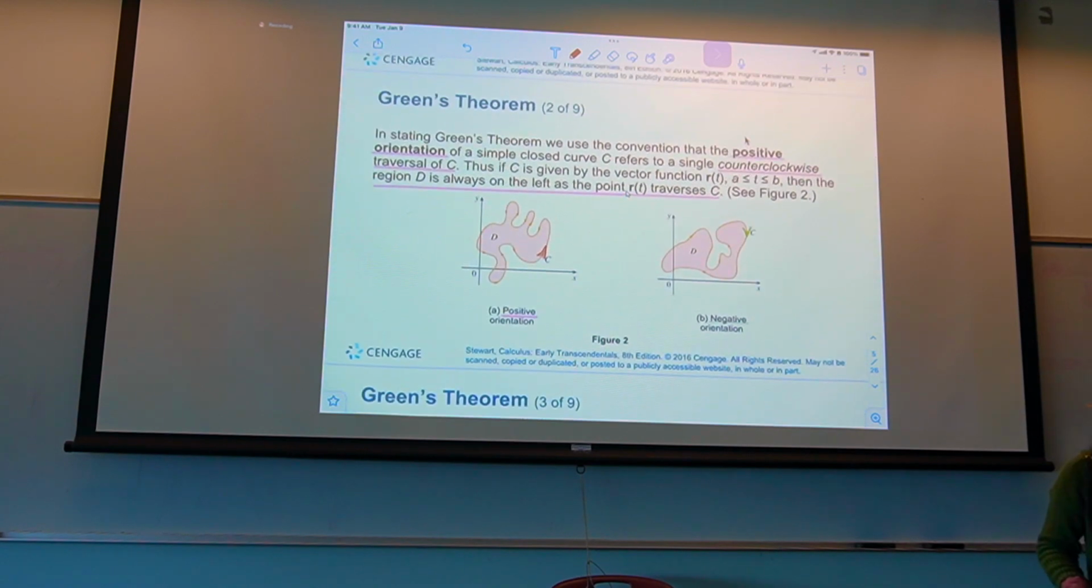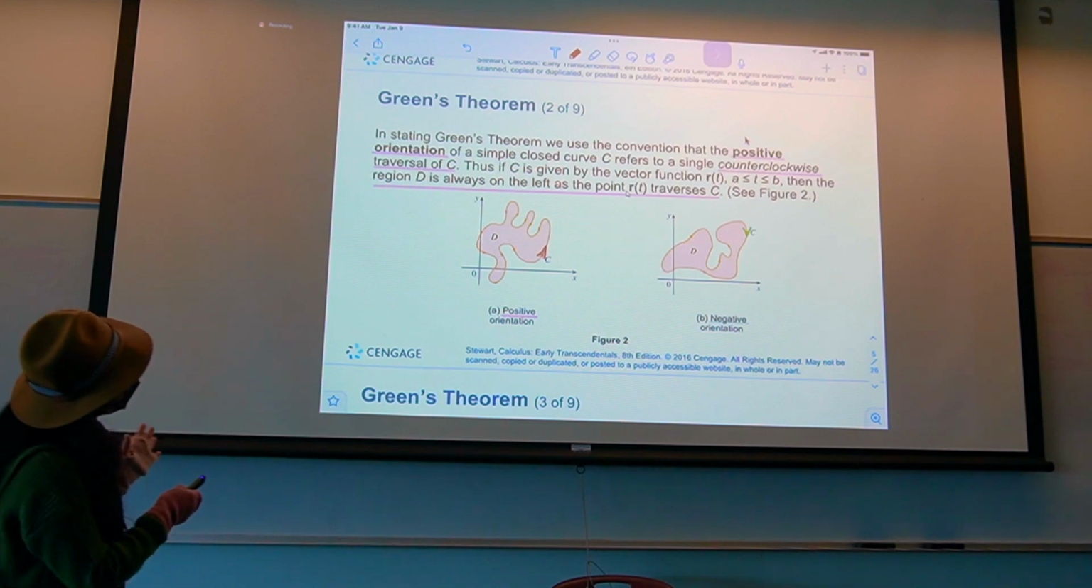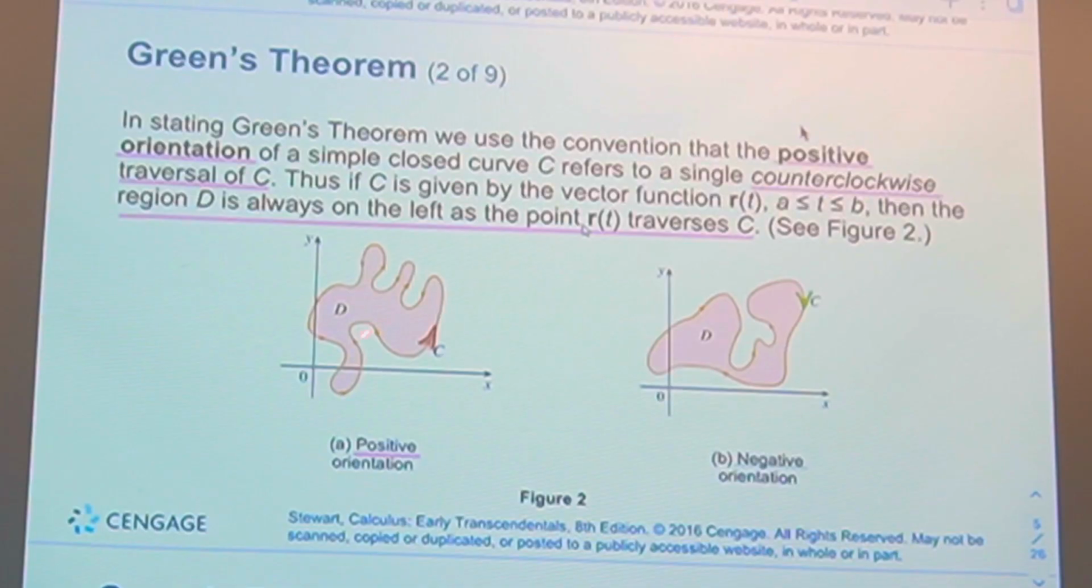Now we're going to look at more detail. What does positive orientation mean? What does it mean for a simple closed curve to have positive orientation? This one here is positive orientation, like this: counterclockwise if you trace the boundary. This one here is negative orientation. It's clockwise.